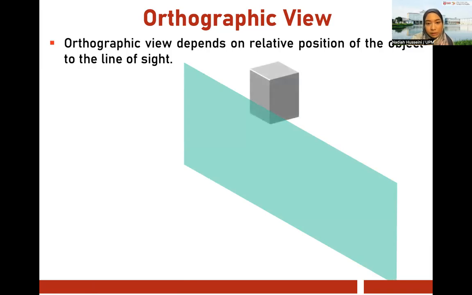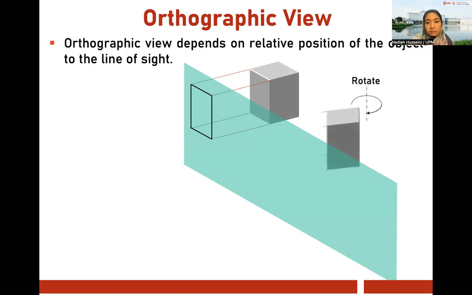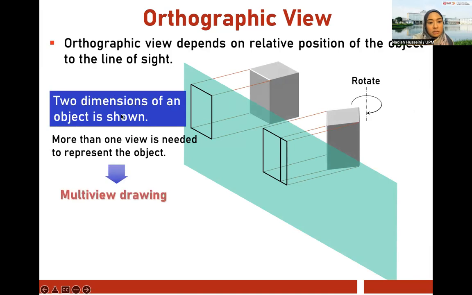Okay, tengok ni object. This is our plane that we want to map the line of sight. Okay, so this is the front view of this object. And then I rotate it a little bit, and I map it to the plane. 2 dimensions of an object is shown. This one, and I rotate it a little bit, and I map it. I map the line of sight on the plane as well. So saya dapat dua view.